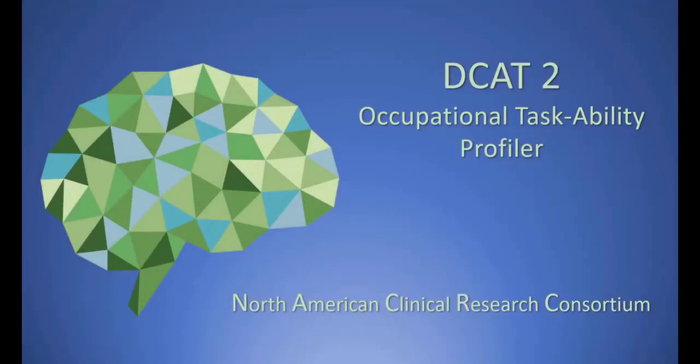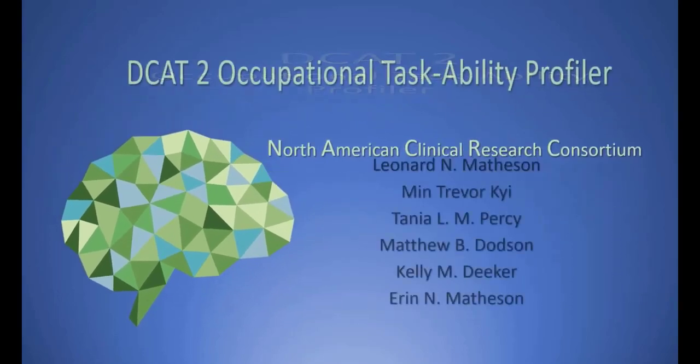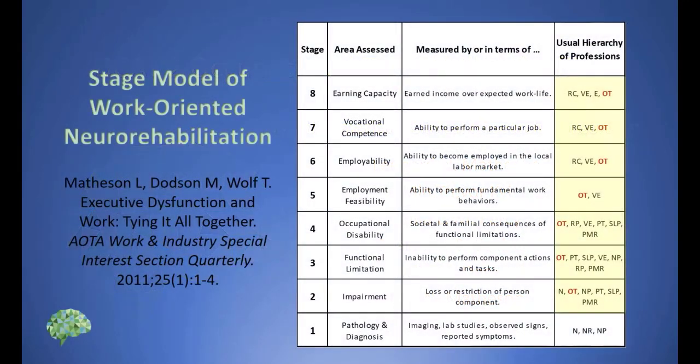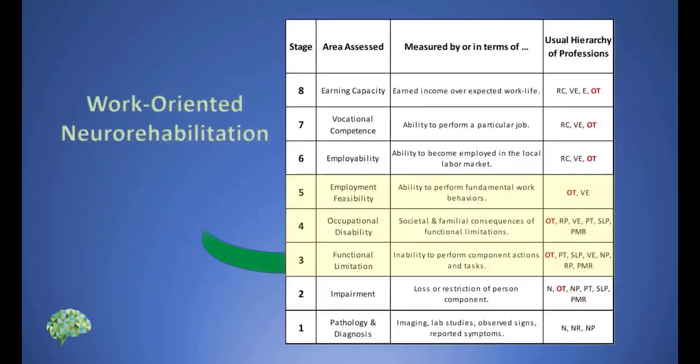Hello and welcome to our introduction of the DCAT-2 Occupational Task Ability Profiler, brought to you by the North American Clinical Research Consortium. The OTAP was developed to support occupational therapists in the stage model of work-oriented neurorehab. In this interdisciplinary model, occupational therapists participate at 7 stages and provide leadership at stages 3 through 5.